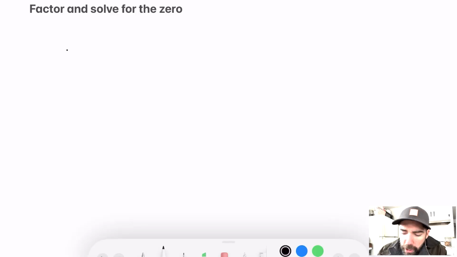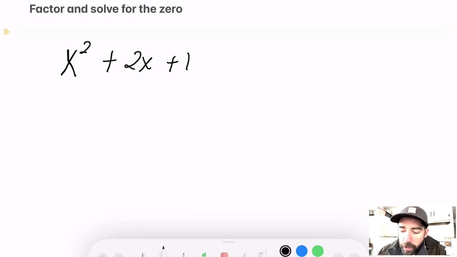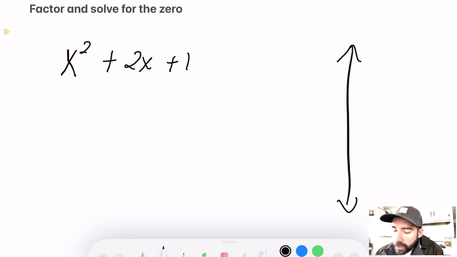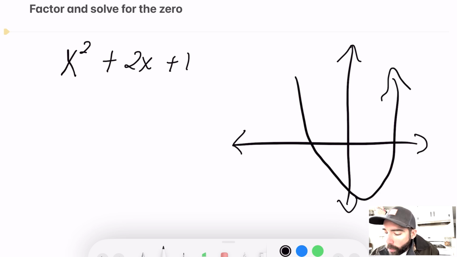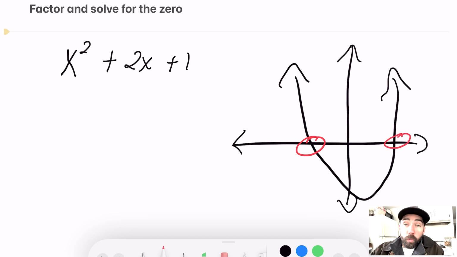So real quick, just to let you know what it even means to solve for the zeros. Well, usually we have x squared plus, let's say, 2x plus 1. The question of solving for the zeros is, if this is a quadratic, where is it crossing the x-axis? Because those are the zeros. That's when y is equal to 0. So what x values are these points?